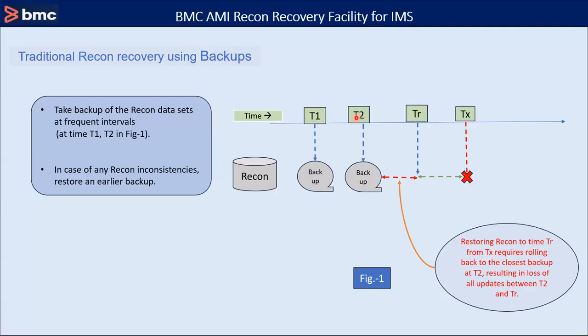So when we do that, we lose all the updates that took place between T2 and Tr. What it means is before you can put that RECON back online, you may have to go back and manually make a lot of adjustments to the RECON so that it's in sync with the databases. So that's the problem we have today when you recover using backups. So let's see what we are doing new here.